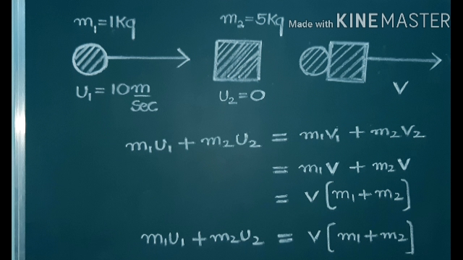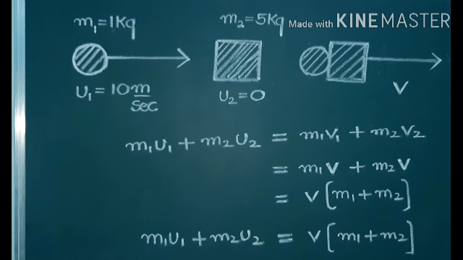Now the equation: m1 u1 plus m2 u2 equal to m1 v1 plus m2 v2. After collision, both are moving with combined velocity, so v1 equal to v2 equal to v. If you substitute, you get v into (m1 plus m2). So the equation is m1 u1 plus m2 u2 equal to v into (m1 plus m2).